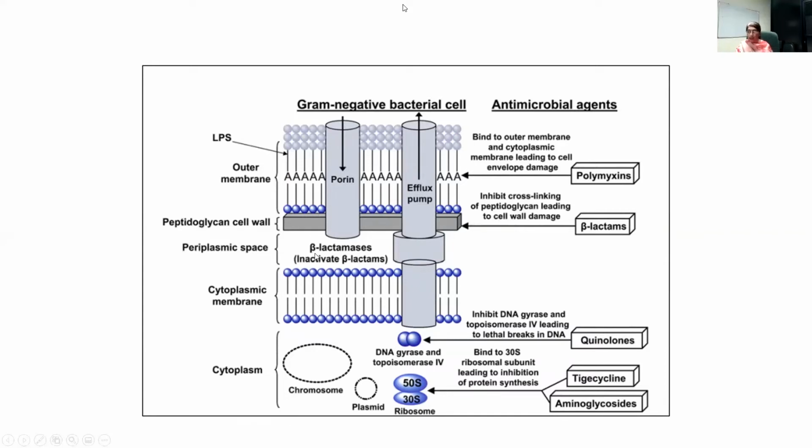Then there's the periplasmic space, which contains the beta-lactamases, and these beta-lactamases inactivate the beta-lactams. And then in the cytoplasm, we have the chromosome and the plasmid, which have the genes for the various drug resistance mechanisms.